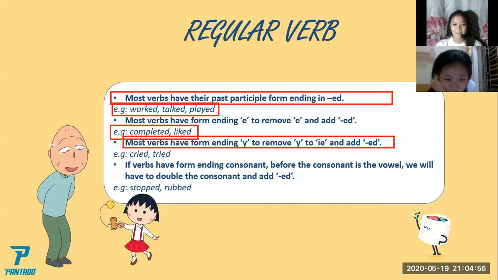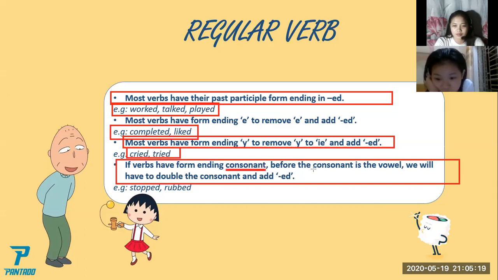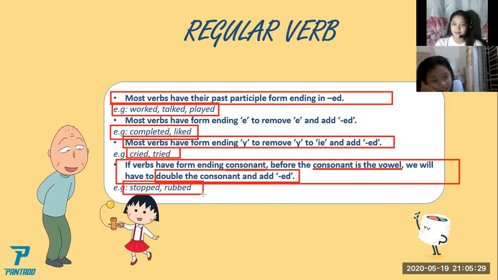Verbs ending in y, change y to i and add ed. Okay, very good. Verbs ending in a consonant, where before the consonant is a vowel, we have to double the consonant and add ed. Stopped, rubbed. Okay, did you get it? Yes. Okay, very good.